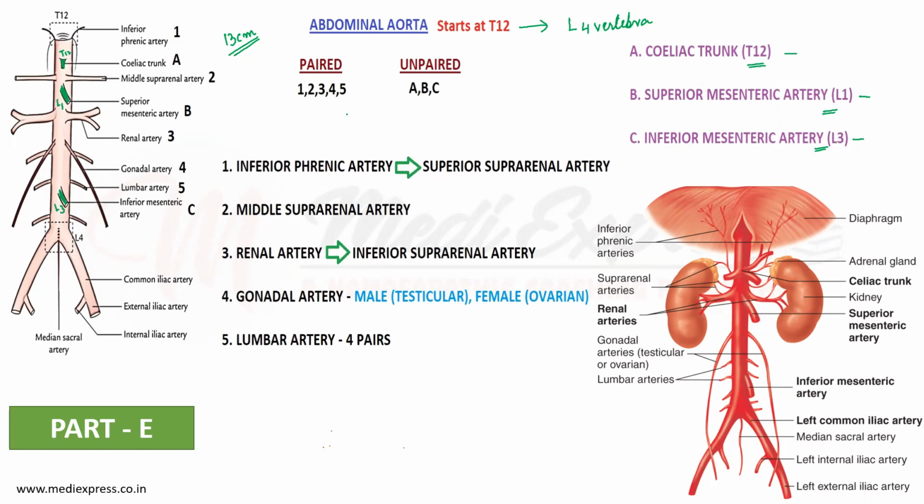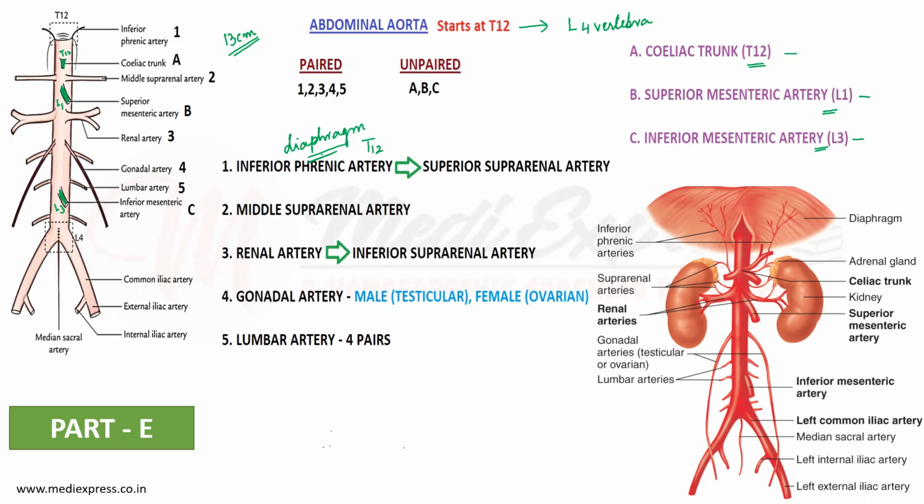Now, coming to the paired branches of abdominal aorta. The first one we have is the inferior phrenic artery. It is a paired one, and remember it arises posteriorly at the level of T12. And where do they supply? They supply the diaphragm. Remember, they supply the diaphragm.